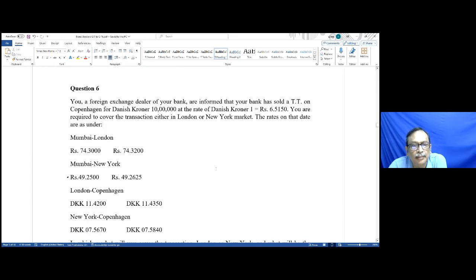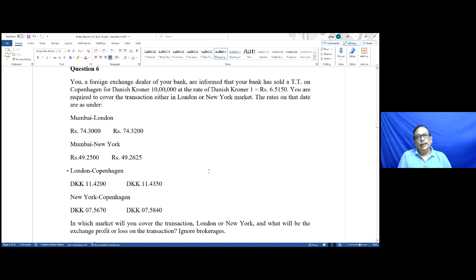Now we are coming to another problem. You, a foreign exchange dealer of your bank, are informed that your bank has sold a TT on Copenhagen for Danish kroner. TT means telegraphic transfer. On Copenhagen for Danish kroner, 10 lakhs, at the rate of Danish kroner 1 is equal to rupees 6.5150.